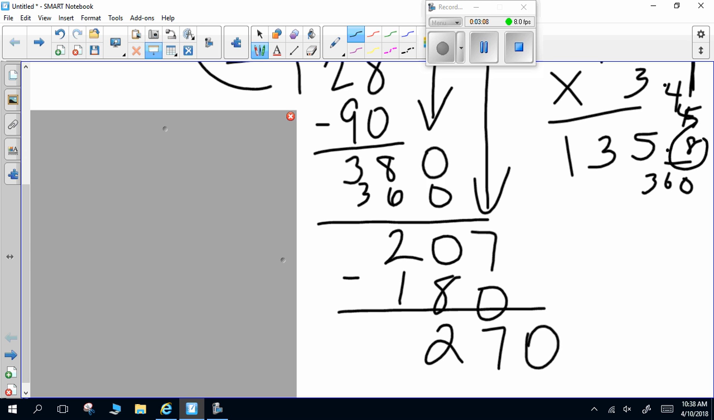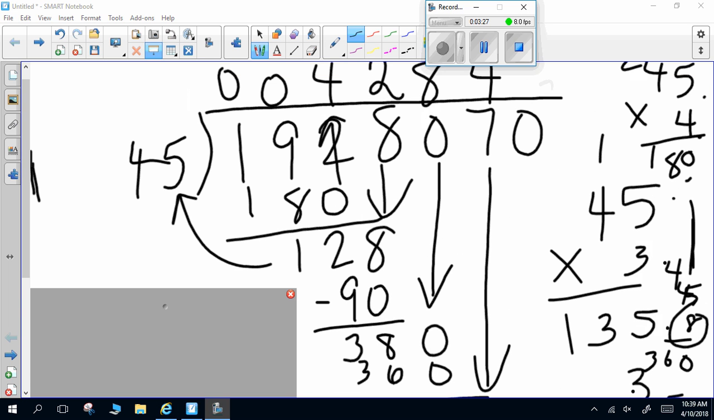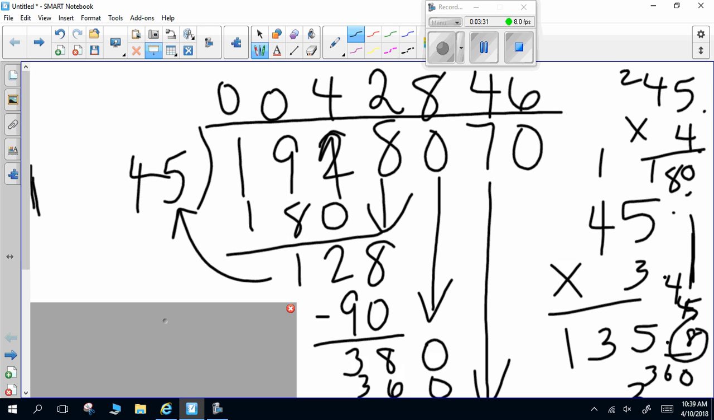And 8 times 45 is 360, so that's too high. So I'm going to try 6. That gives me 270. So 270. And I get my 6. So there are 42,846 groups of 45 in 1,928,070.